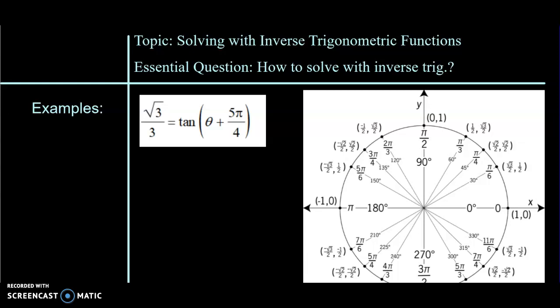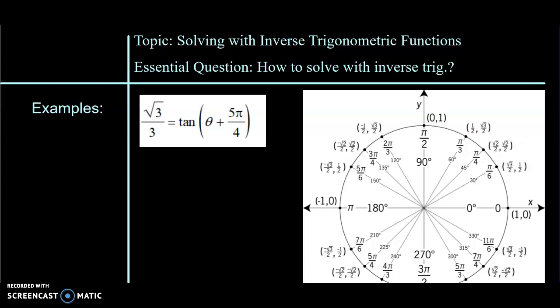Okay, so if you notice, we have an example right here dealing with tangent. And now we have a shift. We have theta plus 5 pi over 4, and we're looking for when tangent equals root 3 over 3. So that's what we have to see first, is when is tangent equal to that.